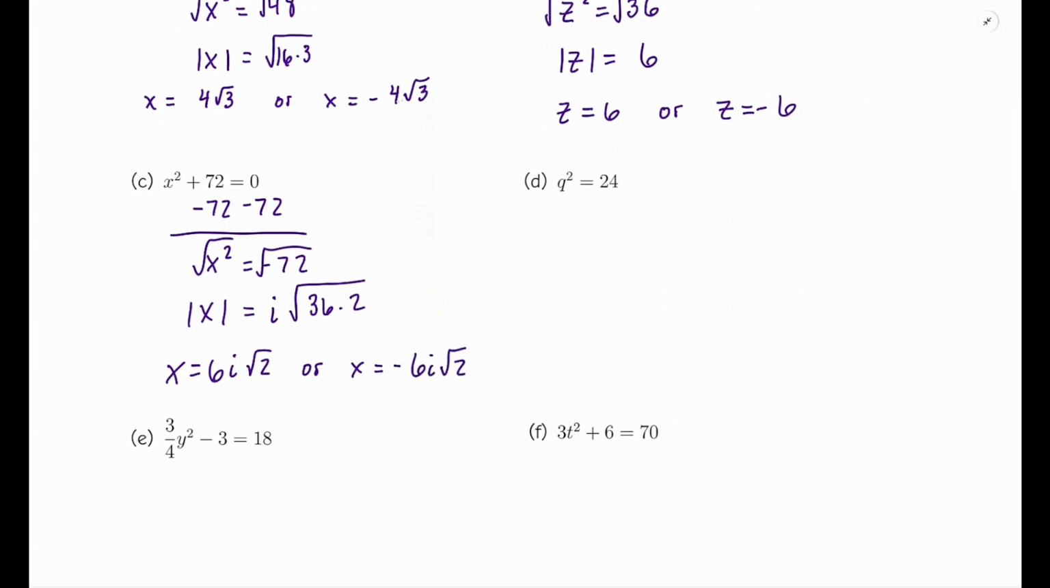Part D, q squared equals 24. Take the square root of both sides. We get the absolute value of q is equal to the square root of 4 times 6. So we get q is equal to 2 square root of 6, or q is equal to negative 2 square root of 6.